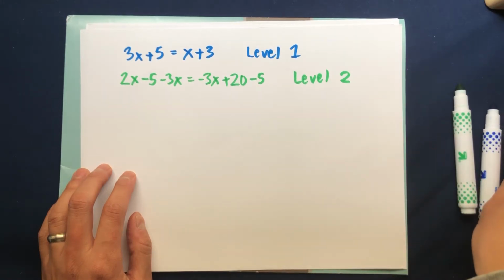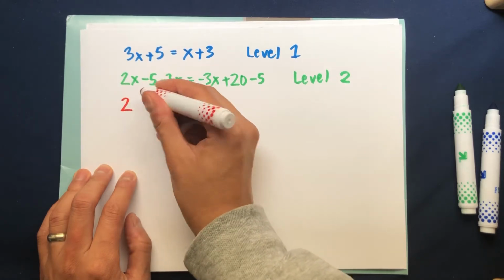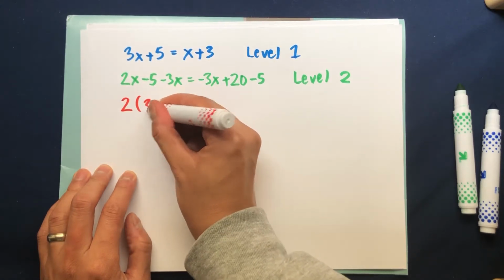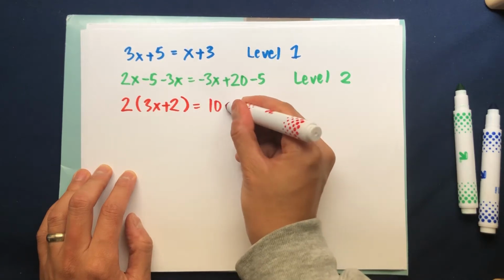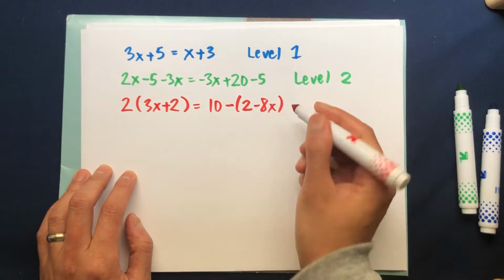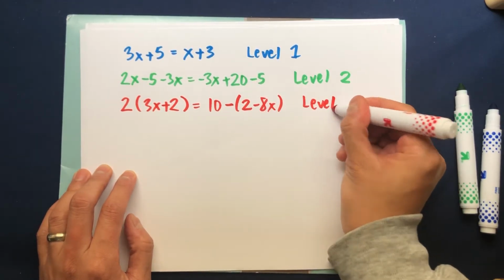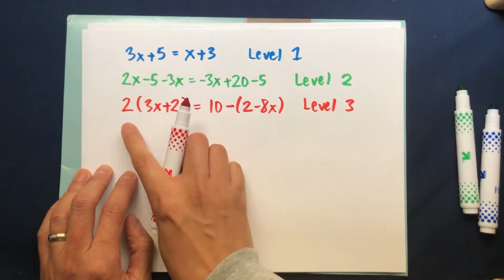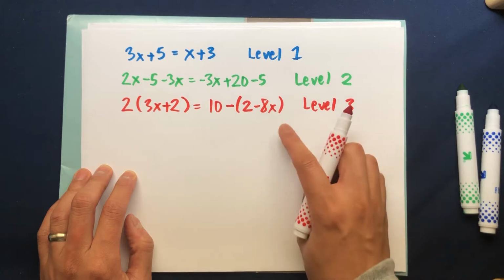This week, we're going to be discussing level 3 equations, and the example that will be highlighted will be 2 times the quantity 3x plus 2 equals 10 minus the quantity of 2 minus 8x. This is one form of level 3 algebra equations because it involves the distributive property, it involves parentheses. So we'll highlight that today.